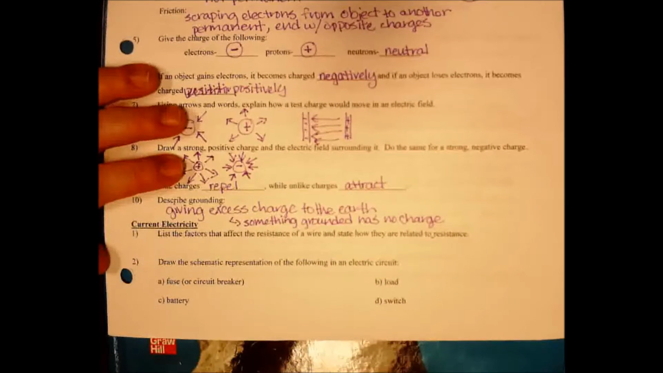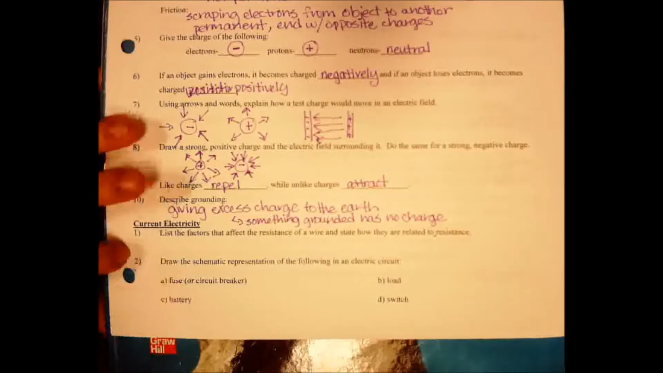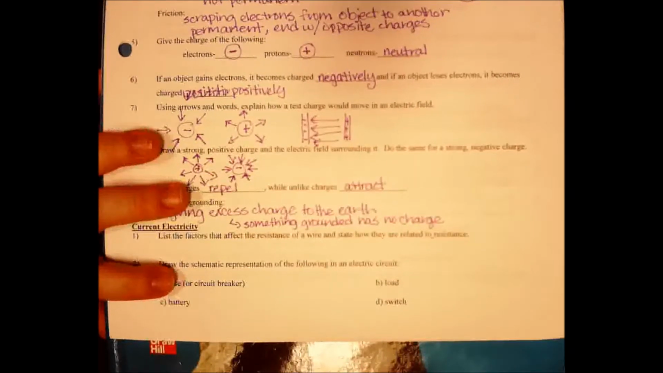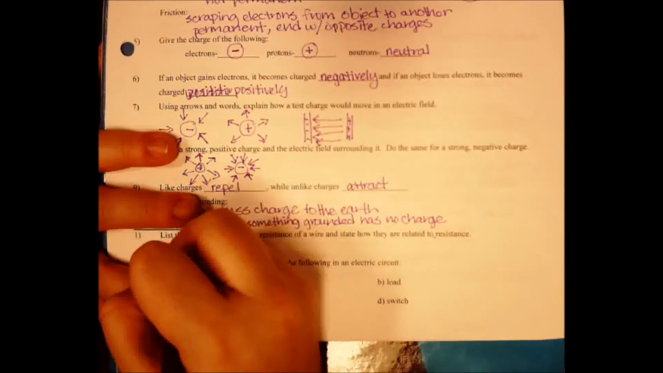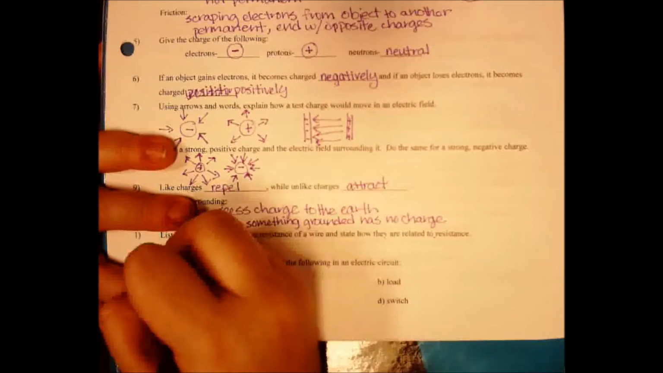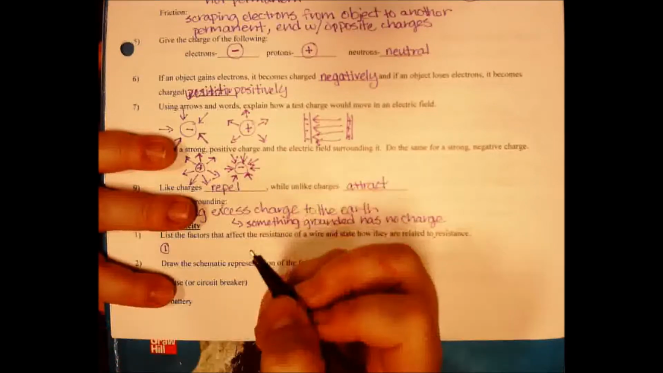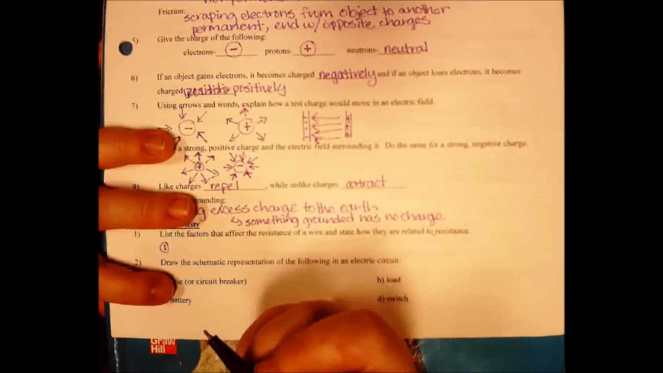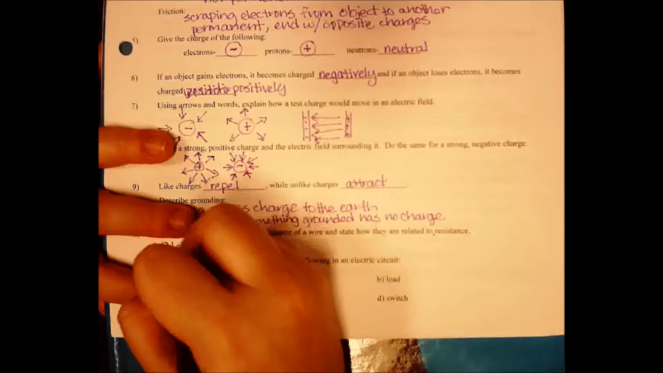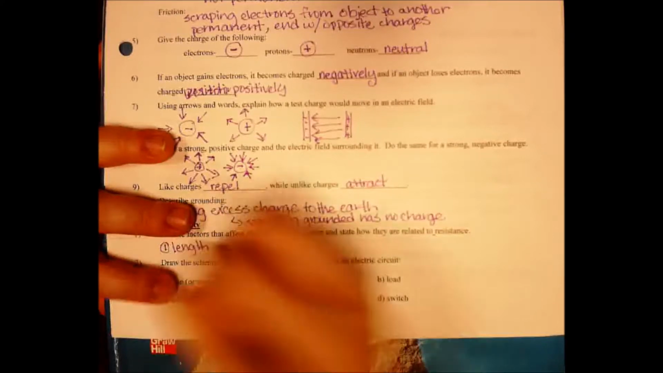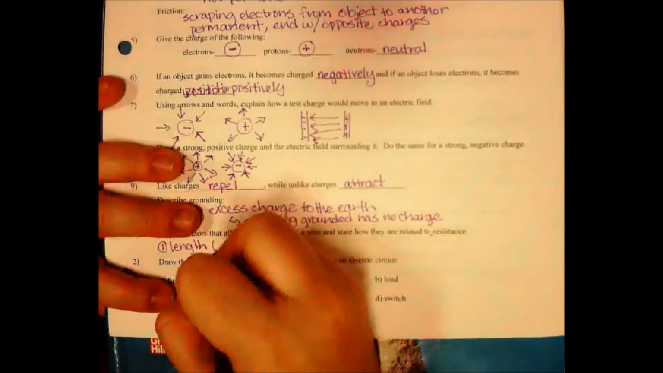Okay. We are done with electrostatics. Now we're at current. List the factors that affect the resistance of a wire and state how they relate to resistance. So things that are going to change the resistance of a wire are its length. This is in no particular order. It's the order I think of them.